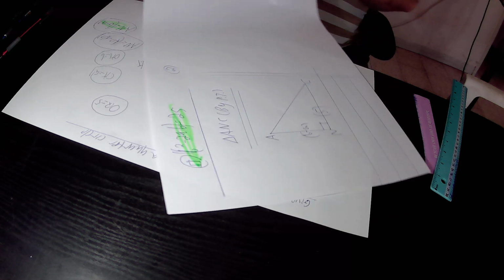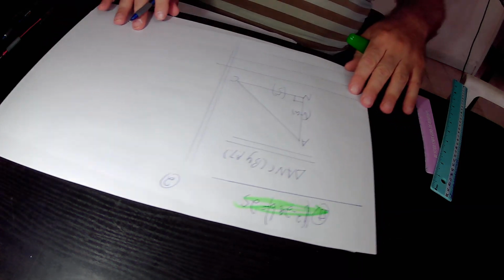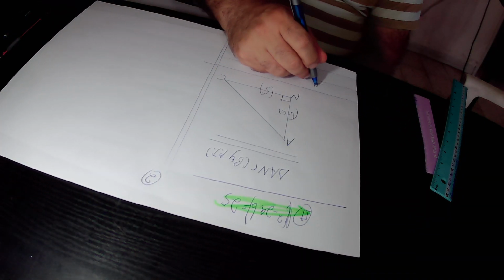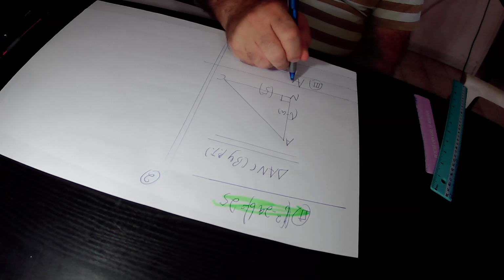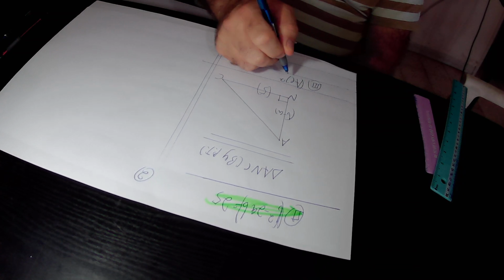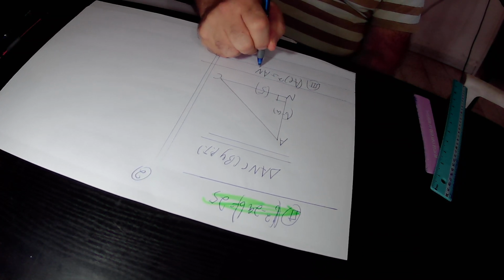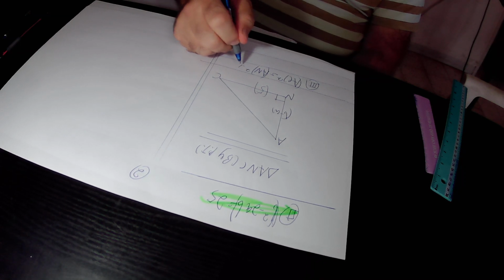So this is the triangle ANC that is copied from the original diagram. In this triangle ANC, according to the Pythagoras theorem, AC squared, that is the square of the hypotenuse, equals AN squared plus NC squared. So I'll write it down. This will be equation 3. AC squared is equal to AN squared plus NC squared.